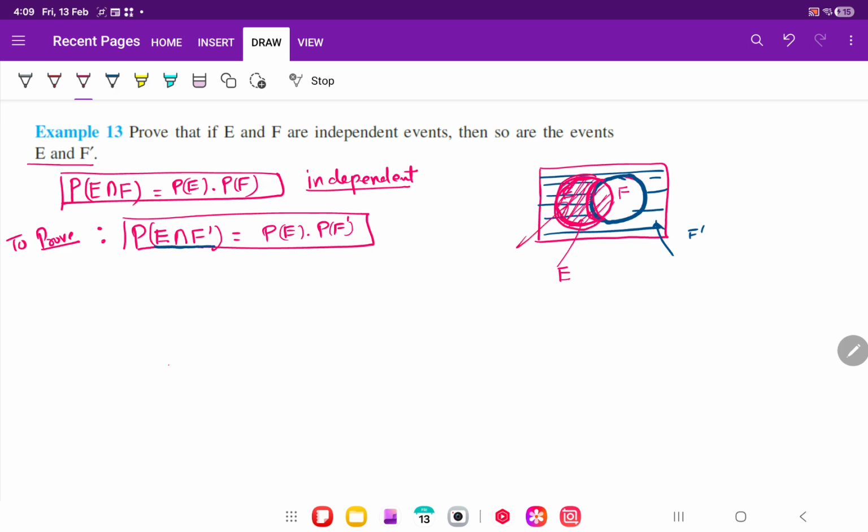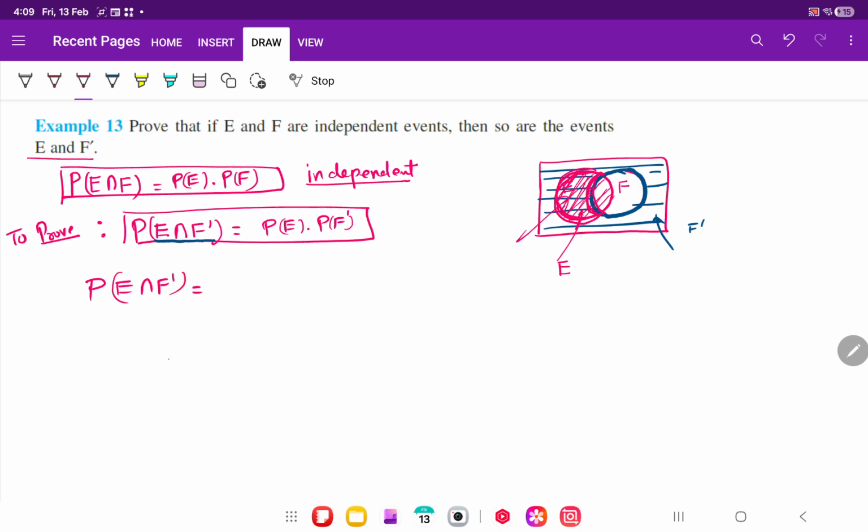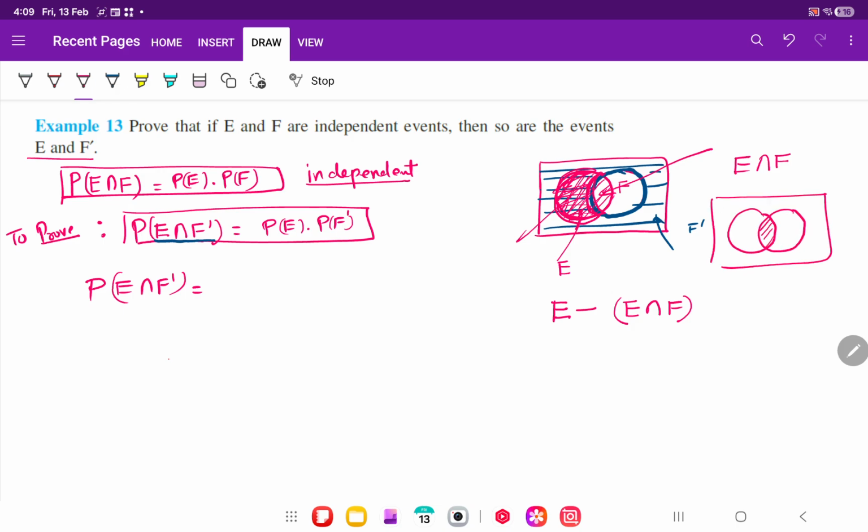So what does it look like? Can I say that P of E intersection F dash is nothing but this region, and this region is actually E minus E intersection F? Yes or no? Because the middle region is E intersection F. Let me show you what E intersection F is. Suppose this is E and this is F. The middle region is called E intersection F, and this total region is E.